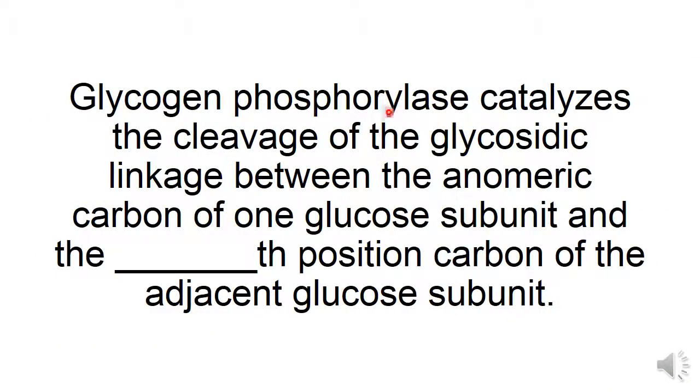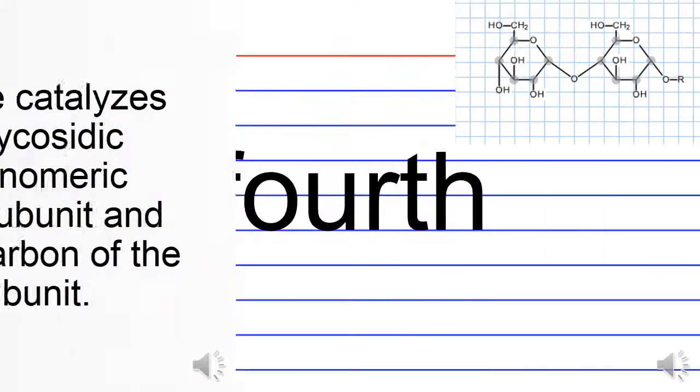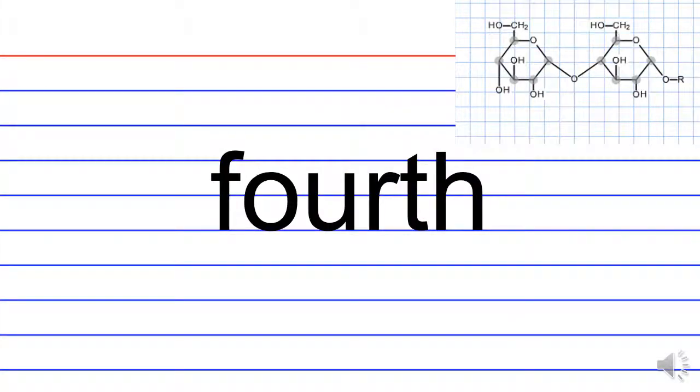Glycogen phosphorylase catalyzes the cleavage of the glycosidic linkage between the anomeric carbon of one glucose subunit and the blank-th position carbon of the adjacent glucose subunit. So this might seem a little wordy, but it breaks glycogen at what locations? That's what the question is basically asking. And that would be the 4th position carbon.